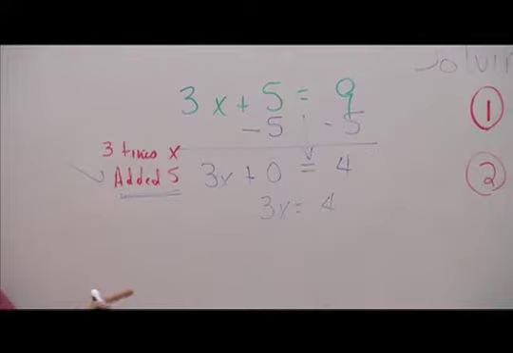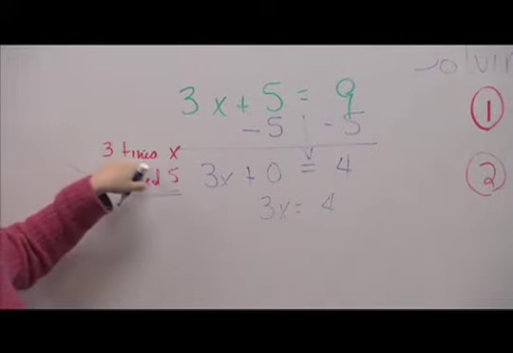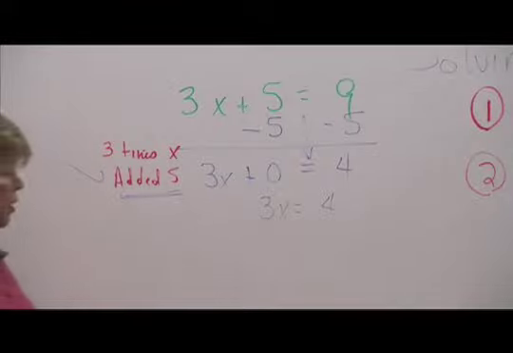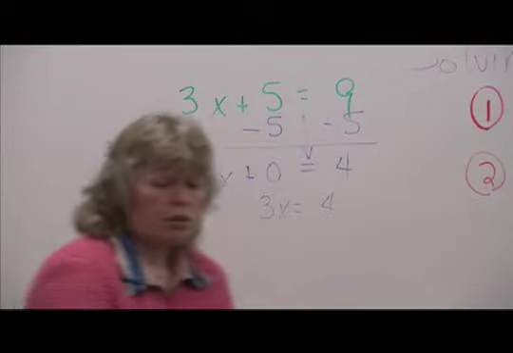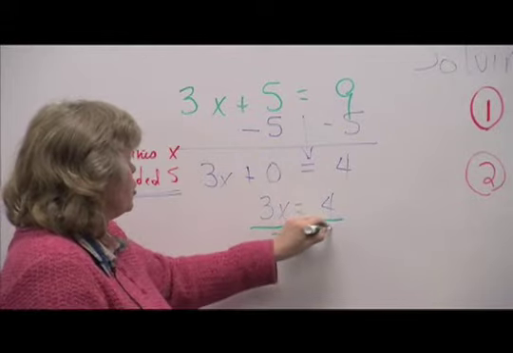The second piece we need to do is we need to undo 3 times. The operation being multiplication. The undo for multiplication, of course, is division. So we are going to undo that by doing division.